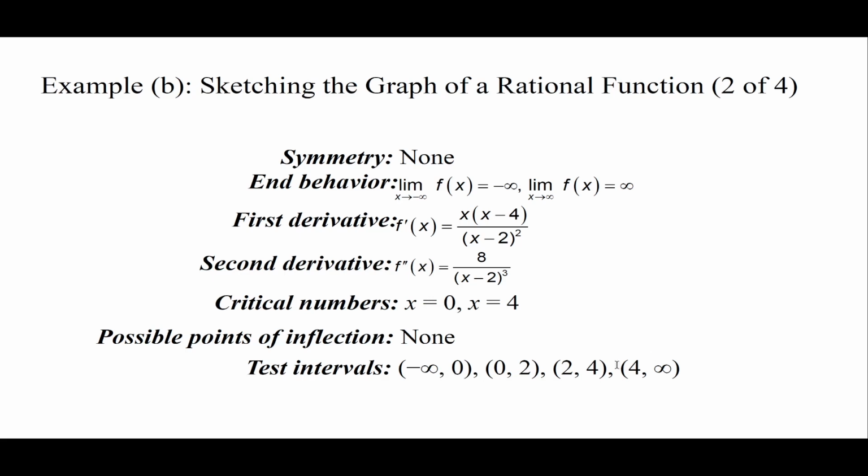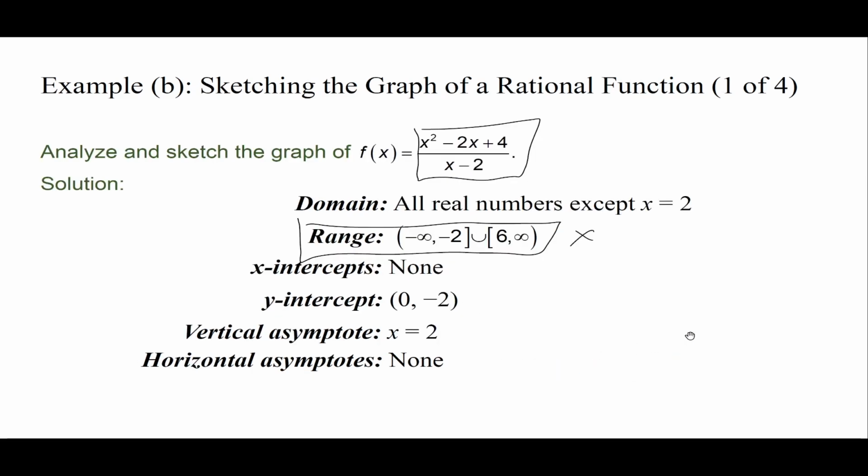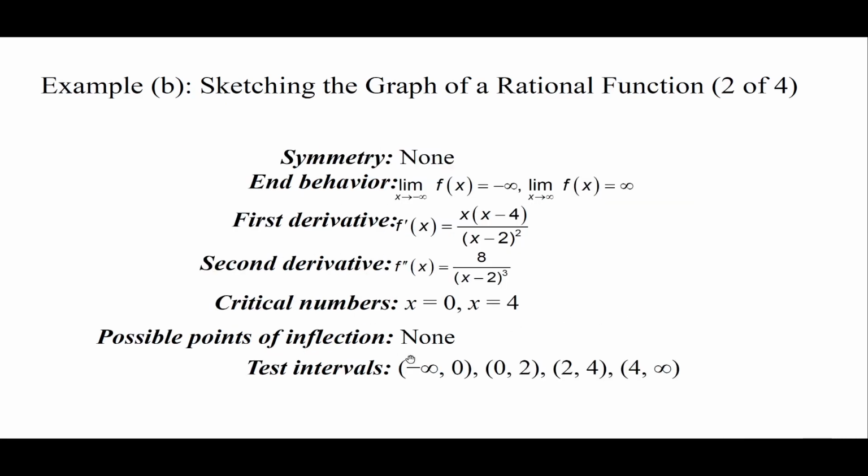How do you find these intervals? Negative infinity to 0, 0 to 2, 2 to 4, 4 to infinity. That can be found by using the domain, which excludes 2, and the critical numbers 0 and 4. Why am I using 4 here? Because we have a critical number at 4, and we would like to find out whether there is a relative maximum or minimum value at those critical numbers.